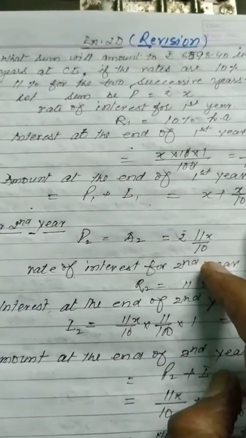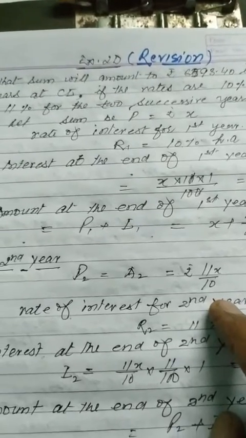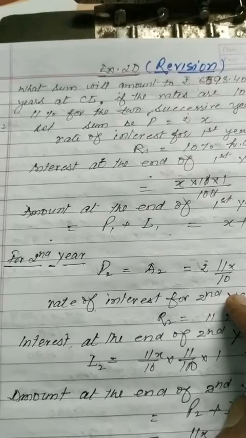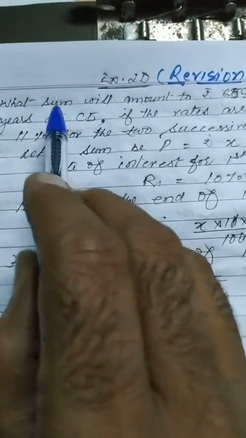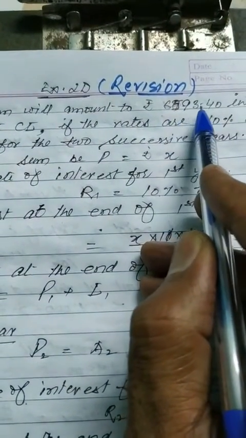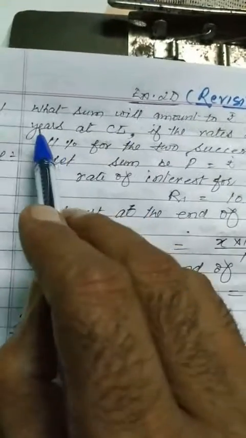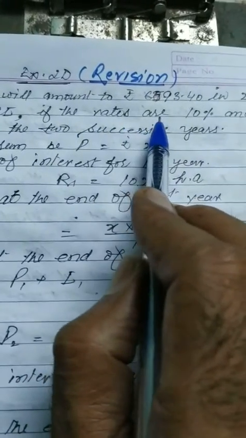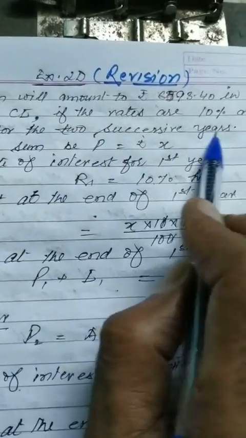Discuss compound interest without using the formula. Exercise 2D, the revision exercise. The first question: what sum will amount to 6,593.40 in 2 years at compound interest if the rates are 10% and 11% for 2 successive years.